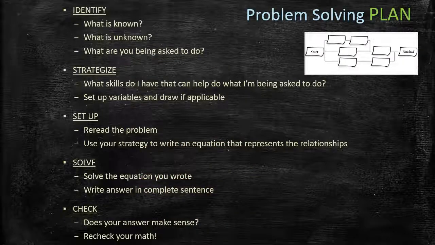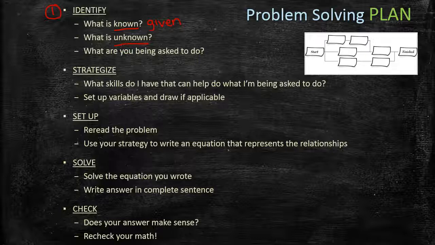This is the 5-step problem solving plan. So the first thing you want to do is identify. You want to identify the knowns and the unknowns. So the knowns, that's what's given to you. The unknown, that's what we don't know yet, and that's what we're going to be asked to find.